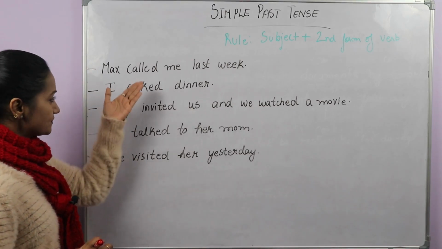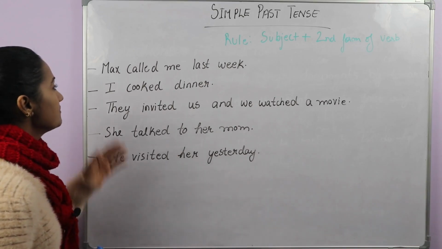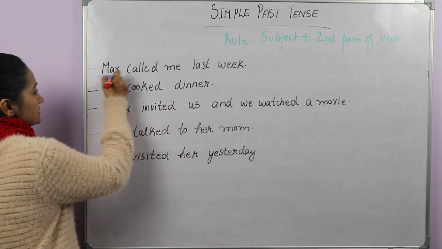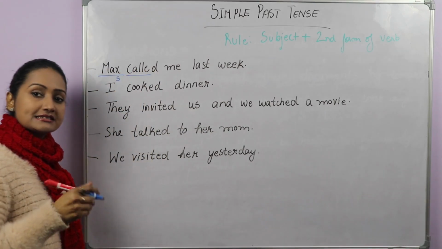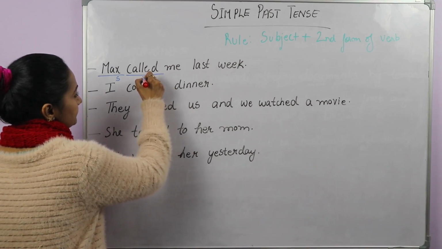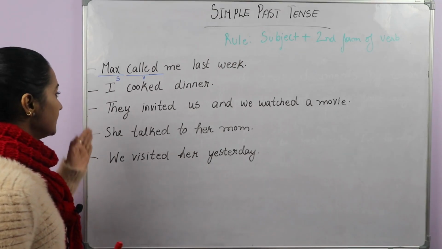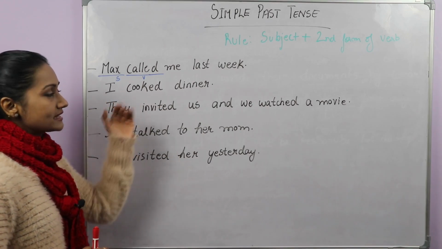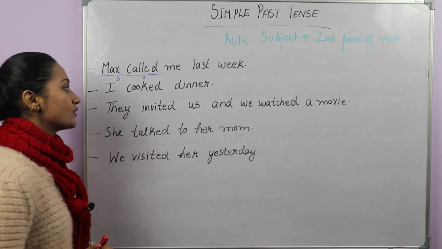Now we have some examples here. Let's go through them one by one. First is, Max called me last week. So Max is the subject here, and call is the verb. Second form of call is called. So we have used second form of the verb. Max called me last week. I cooked dinner. Again, subject plus cook is the verb and second form of cook is cooked. So subject plus second form of the verb.